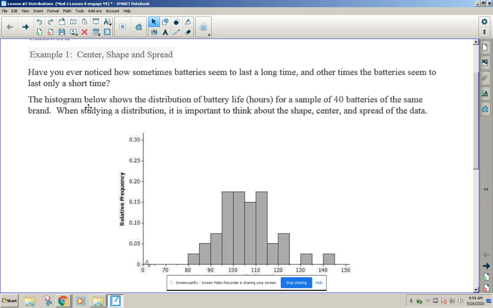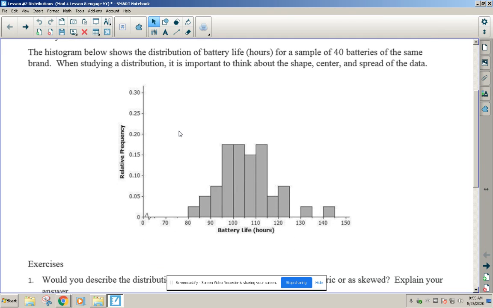So if we look at this histogram below, it's the distribution of battery life for a sample of 40 batteries of the same brand. When studying a distribution, it's important to think about the shape and the spread of the data. And that's basically what we talk about with distributions, is the spread of our data, how it is looking. Is it a normal spread? Is it a non-normal spread?